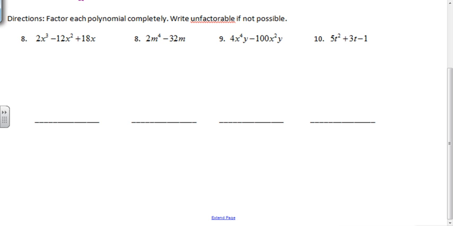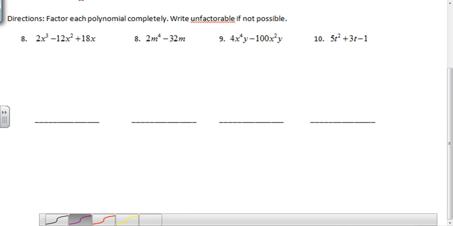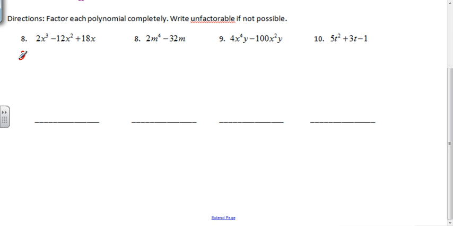Directions are to factor each polynomial completely and write unfactorable if it's not possible. So the first question on any factoring problem: is there a GCF? Between 2, 12, and 18, they can all be divided by 2. So I know I have a GCF of 2.